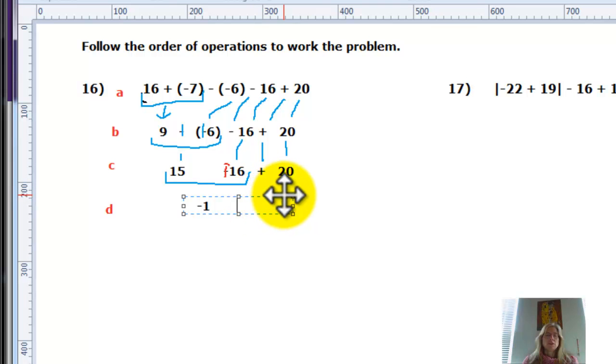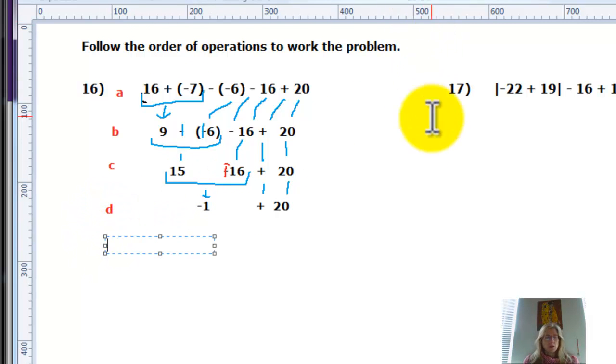Okay, so let's write down what's left in the problem. We have plus 20. So once again, what I did was I solved 15 minus 16. I put that answer here. And then I brought down the rest of the problem, just like that. And now I'm on my last step. I'm going to do a -1 plus 20. Well, a -1 plus 20 is going to be using the addition rules.